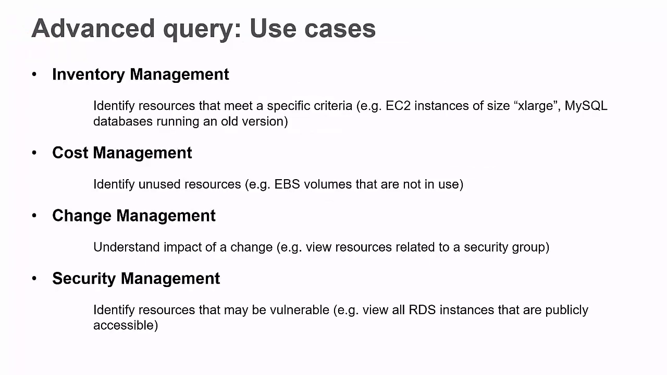You can use Advanced Query for inventory management, for example, identifying EC2 instances of a particular size, or MySQL databases running an old version. You can also use it for cost management by searching for EBS volumes that are not attached to any EC2 instance. You can use it for change management to understand the impact of a change by looking at the resource relationships. And you can use it for security management by searching for resources that are publicly accessible.